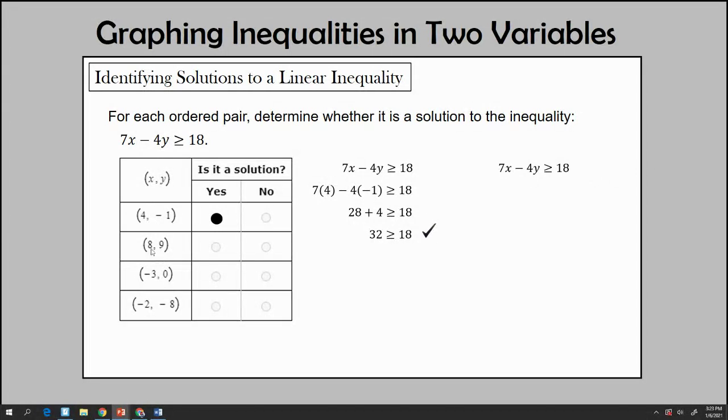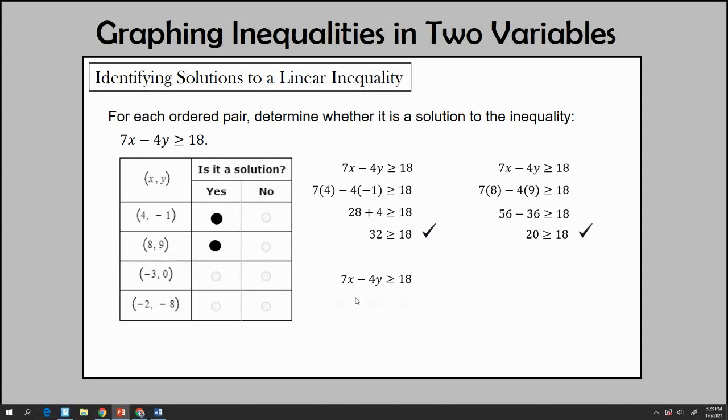So is the ordered pair 8, 9 a solution? Well, again, put 8 in place of x, substitute 9 in place of y, see if it works. So 7 times 8, 56. -4 times 9, -36. Subtract. We get 20 is greater than or equal to 18. True. So 8, 9 is in the shaded region.